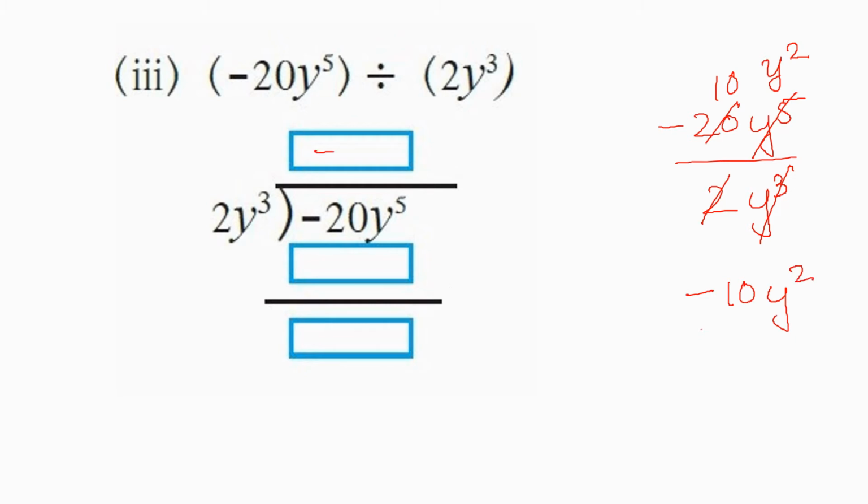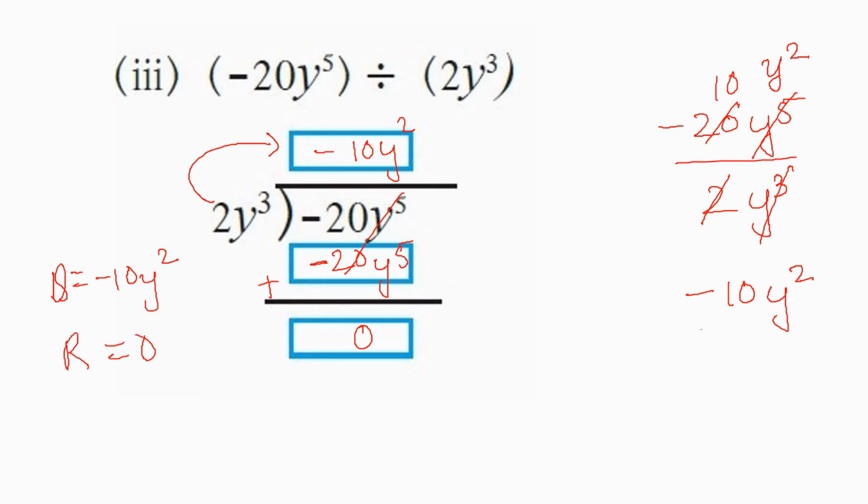So we can write here in this block minus 10 y squared, and we know 2 into minus 10 will give you minus 20 y raised to 5, which when subtracted, you'll have to change the sign throughout because you have a negative sign here, and these two will get cancelled off and your remainder would be 0. So our quotient is minus 10y square and the remainder is 0.